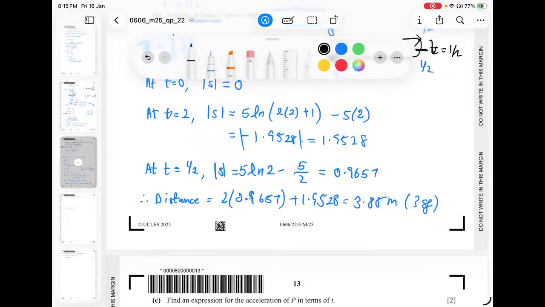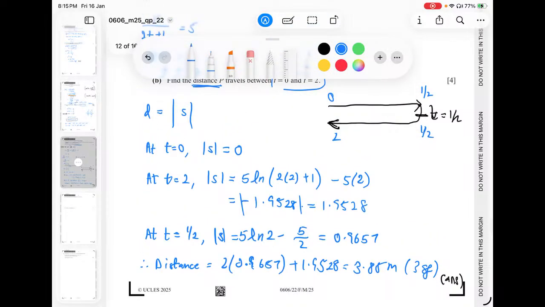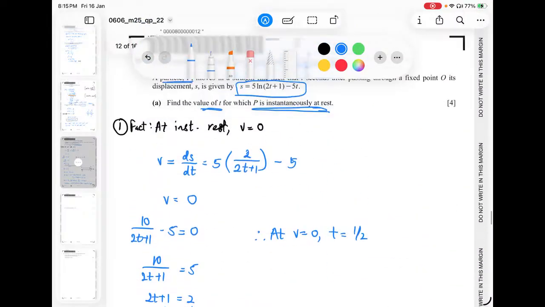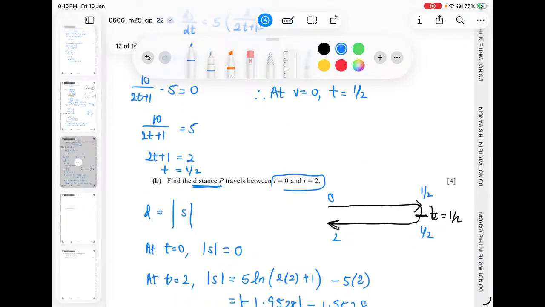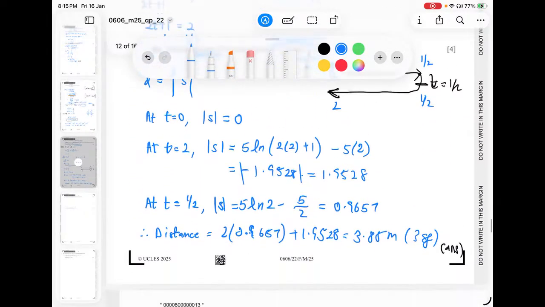So that's your answer over here. Just understand that whenever there is an instantaneous rest, the particle might change direction, and you need to consider the change in direction too when you're calculating the distance.